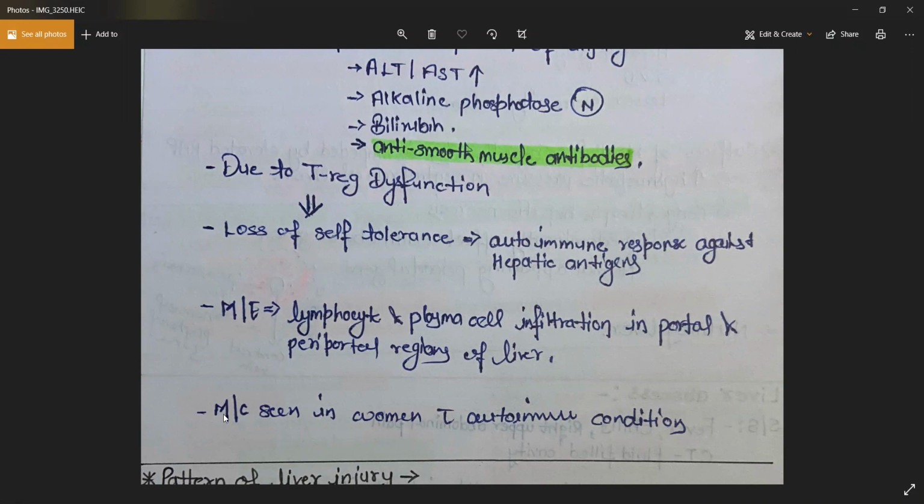And it is mostly seen in women with other autoimmune conditions. So it could be a woman with a family history of other autoimmune conditions, or she herself having some other autoimmune conditions. And whenever you encounter a patient with one autoimmune condition, she or he can also develop other autoimmune conditions, right? So mostly seen in women with other autoimmune conditions. Is that okay?